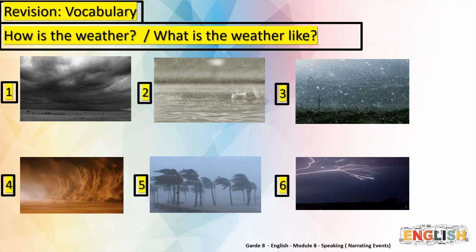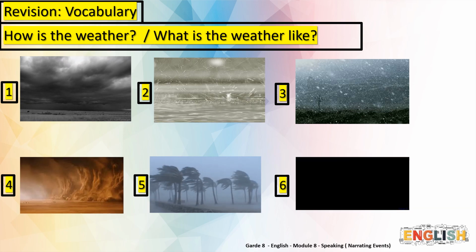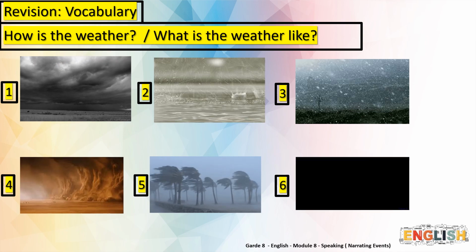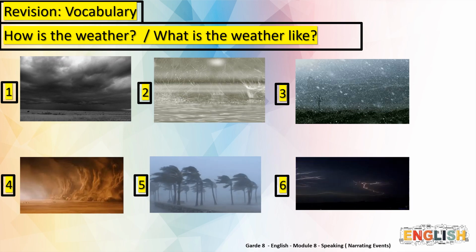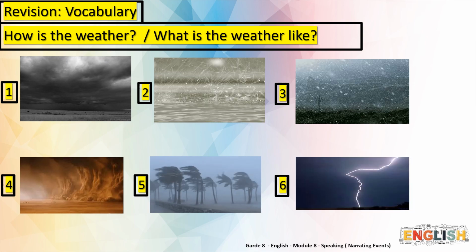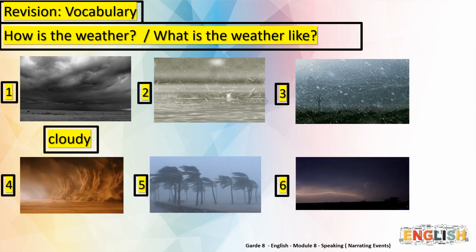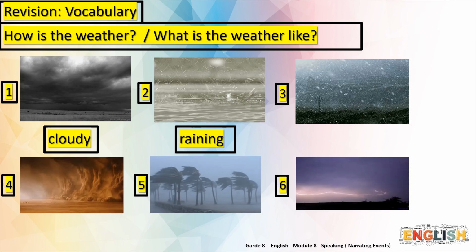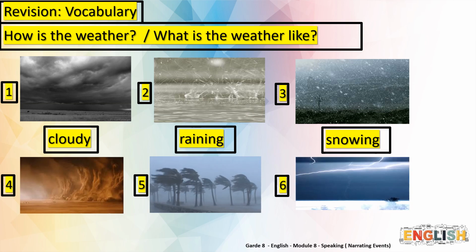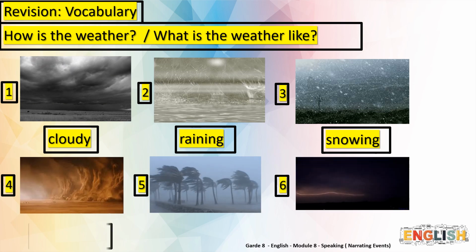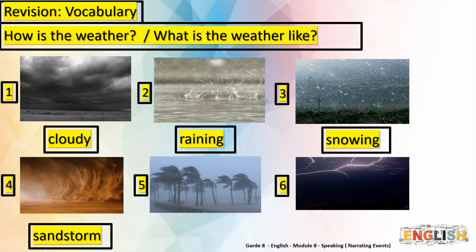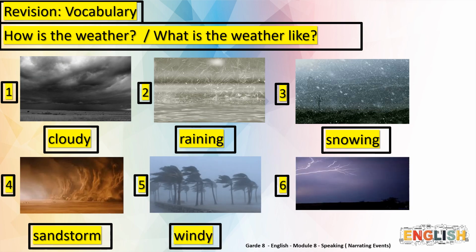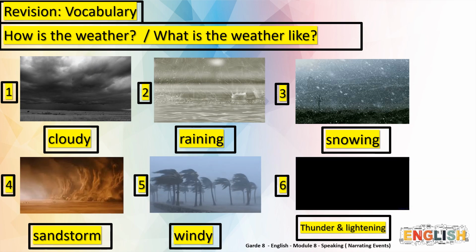Let's first revise some vocabulary related to weather. Remember that we usually ask about weather in one of these two ways. How is the weather? Or what is the weather like? Number 1, it is cloudy. 2, it is raining. 3, it is snowing. 4, a sandstorm. 5, it's windy. Number 6, thunder and lightning.